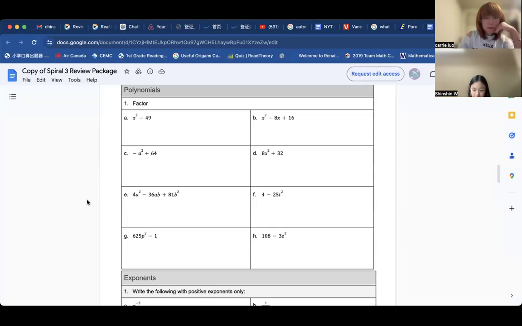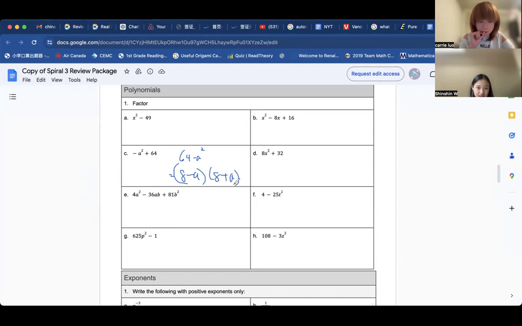那等一下. Yeah, so this one will be 64 minus a squared. And then that'd be 8 plus a and 8 minus a. So this one will be 8 minus a and 8 plus a. Uh-huh.